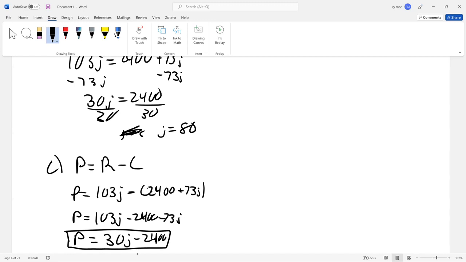And the last part I'll write over here, part D. It is just asking you how many jackets does the owner need to sell to have a profit of 3,600. So we'll just use our equation we just made, plug in 3,600 for P, and solve for J.